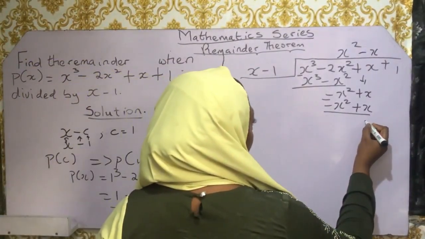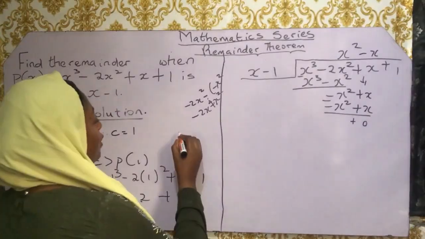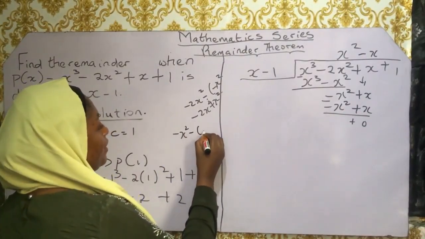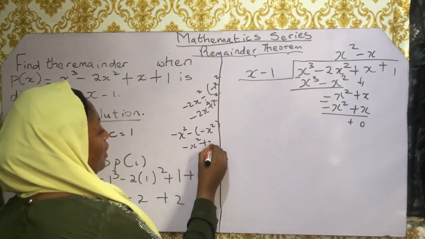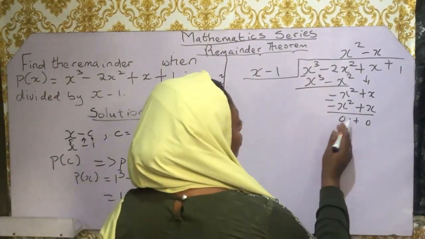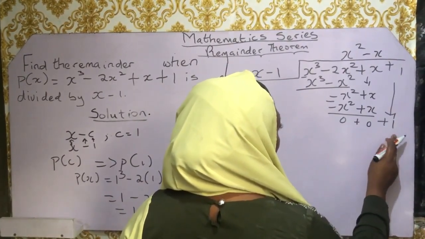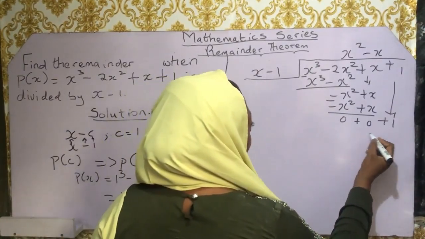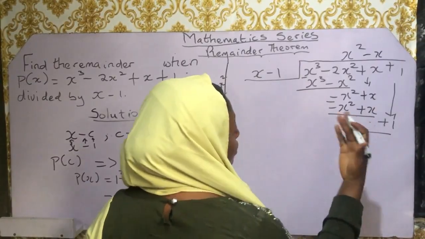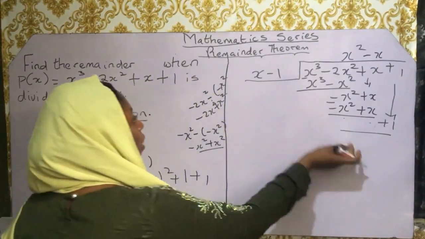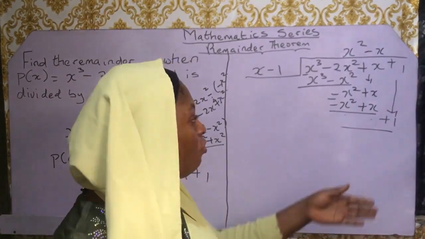Negative x squared minus negative x squared: minus times minus becomes plus, negative x squared plus x squared is 0. So we have 0 here. You bring down this plus 1. So you have 0 plus 0 plus 1. That's this 1. Let me just leave it as plus 1, because 0 is nothing. You cannot say 1 divided by x because this one does not have a coefficient of x. So you leave this as the remainder.